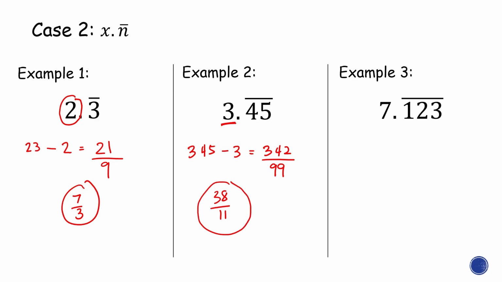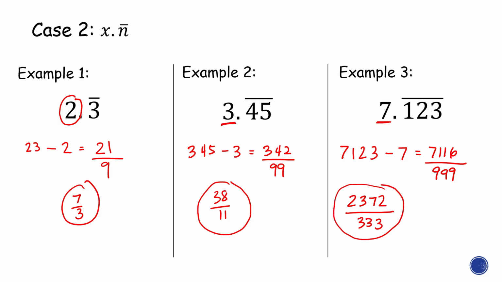All right, for my last example in case number 2, again, we just take away that decimal point. So you have 7123 minus the ones digit, which is 7, and that gives us 7116, all over, since there are three repeating digits, 999. And again, we need to simplify that because they are both divisible by 3. So the numerator and the denominator give us 2372 over 333.